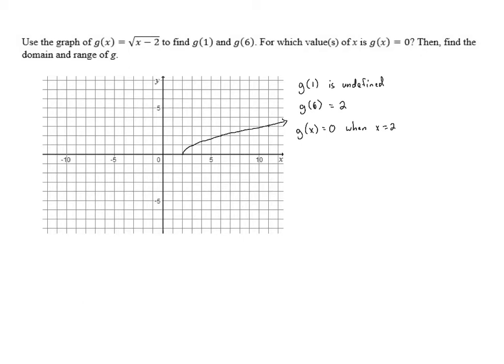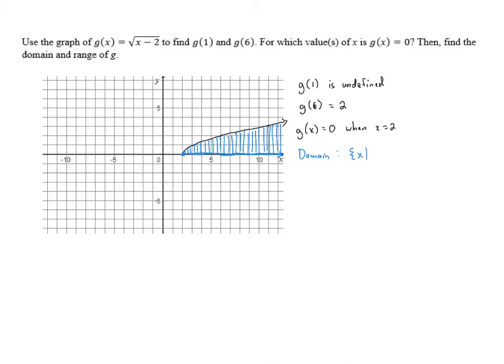Lastly, we'll look at the domain and the range. For the domain, we know that this is the set of possible x values, or input values. So we go to our graph and we project the points on the graph down to the x-axis. We can see here that all of the numbers greater than 2 get projected onto. And also the number 2 does as well, because we have the point 2, 0 on the graph.